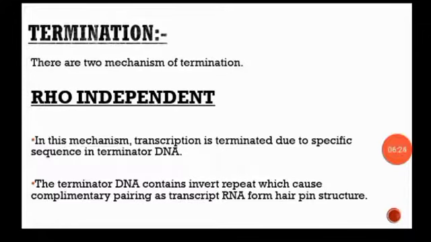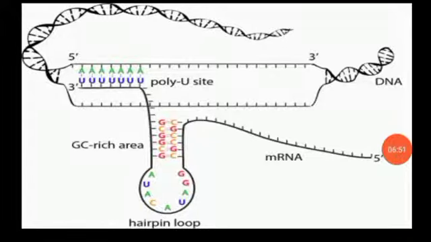Now in termination, there are two mechanisms of termination. The first one is rho independent. Basically, in this mechanism, transcription is terminated due to a specific sequence in the terminator DNA. The terminator DNA contains an inverted repeat, which causes complementary pairing so that the transcript RNA forms a hairpin structure. Then here we can see in this diagram, this is the rho independent termination.